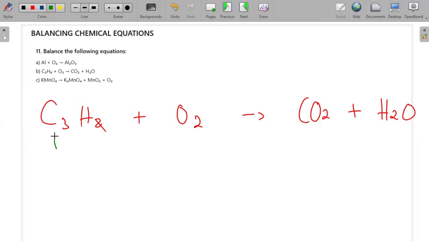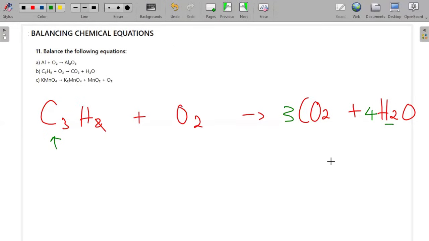You can see I have 3 carbon here, but here I have 1. So I'm just going to put a 3 in front of the carbon. So the carbon is balanced. Next, I'm going to balance the hydrogen. On my left, I have 8 hydrogens. Then here I have 2. So how can I make these 2 hydrogens to be 8? I'm going to add the 4 in front there. So that will make 8 hydrogens on the left, 8 hydrogens on the right. So carbon and hydrogen have been balanced.